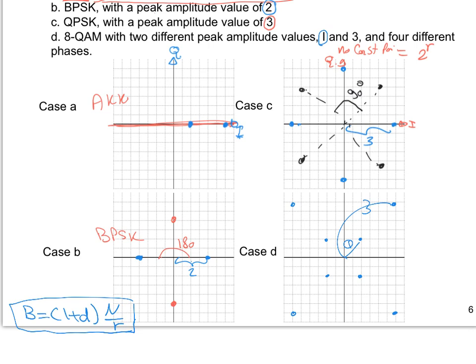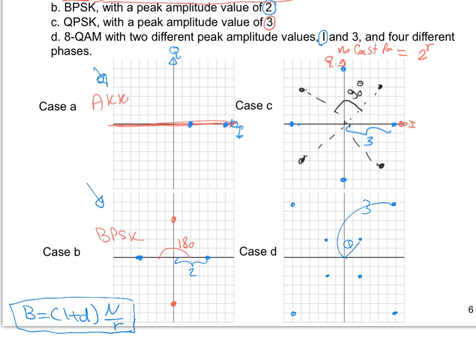Okay. So what's changing from case A, B, C, and D is only the value of R, which means that if two cases have the same R, they have the same bandwidth. This is very important. Okay. So it doesn't matter how we distribute the constellation points on the diagram. So for the case of ASK and BPSK, we can assume here that the bandwidth for each of these cases is the same, because the value of R is 1.